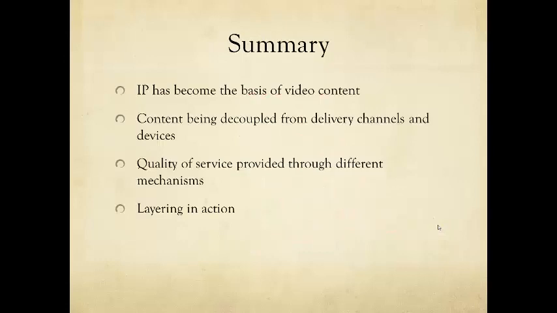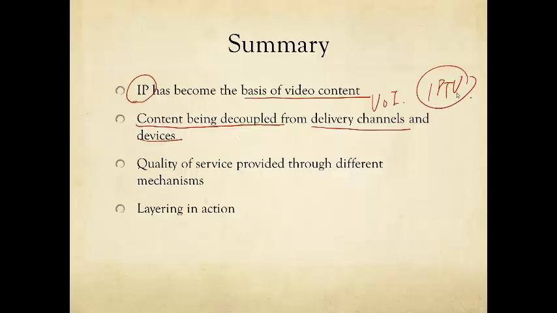So here's one simple idea of providing quality: basically over-provision some other dimension, in this case time, in order to compensate for uncertainty in this best effort network. So in summary, we have seen that IP has become the basis of video content. We are witnessing a big change as the content is being decoupled from both the delivery channel and the devices. We're not glued to TV and the TV channels anymore. We have so many different kinds of video over internet options that even IPTV is getting out of fashion, and we have so many choices of devices to watch them.